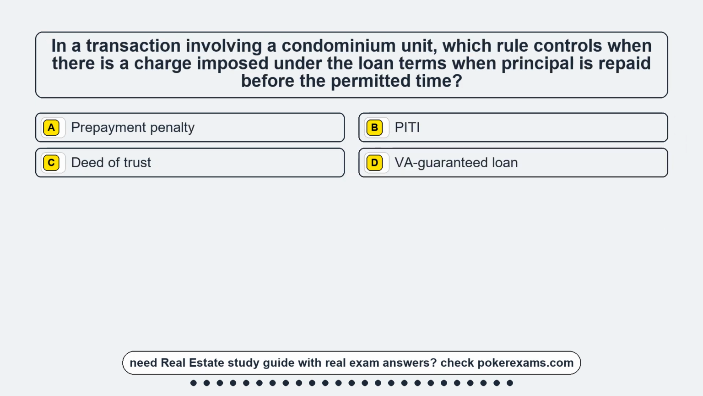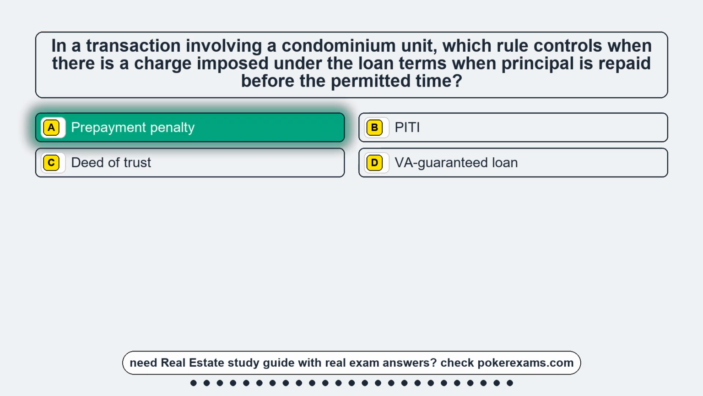Question 5. In a transaction involving a condominium unit, which rule controls when there is a charge imposed under the loan terms when principal is repaid before the permitted time? Option A, prepayment penalty. Option B, PITI. Option C, deed of trust. Option D, a VA-guaranteed loan. The correct answer is option A, prepayment penalty.